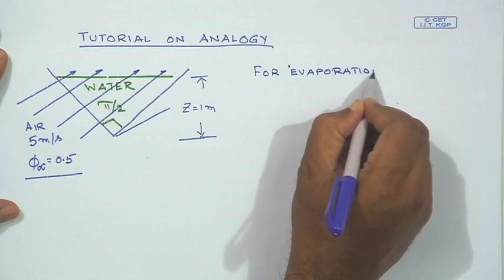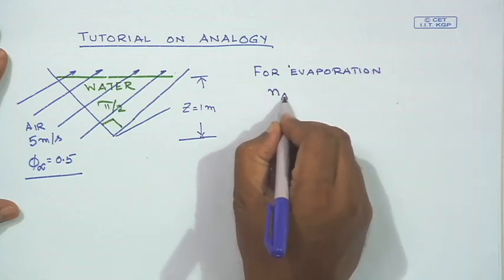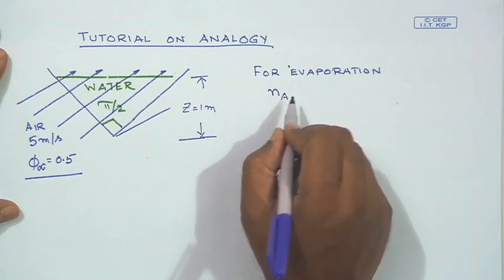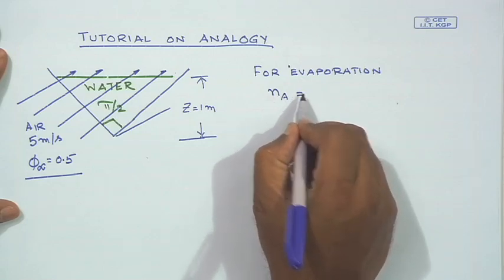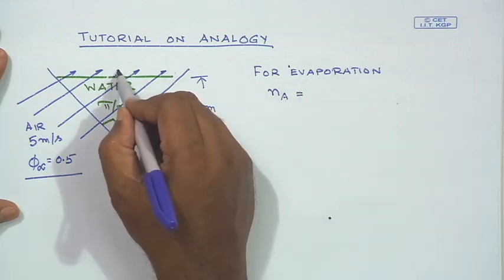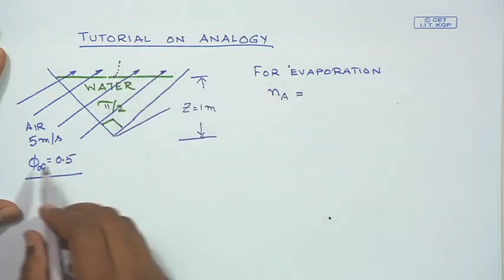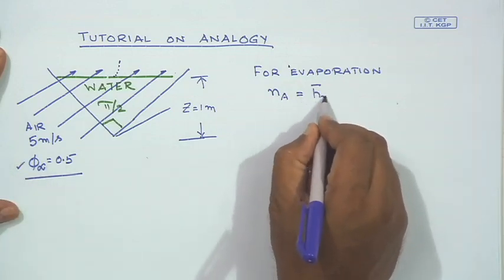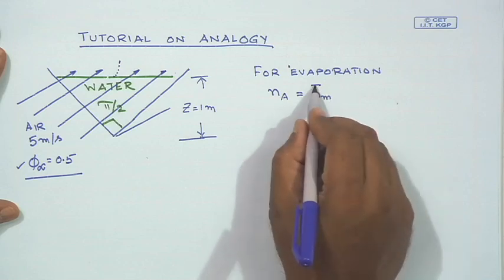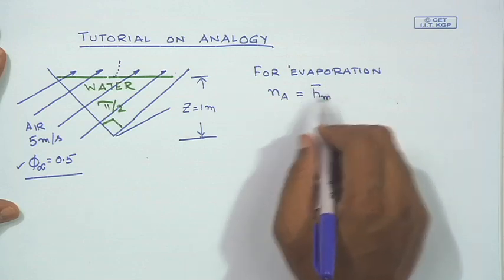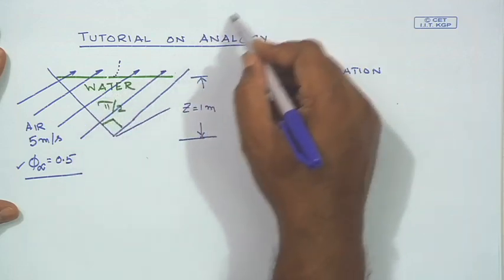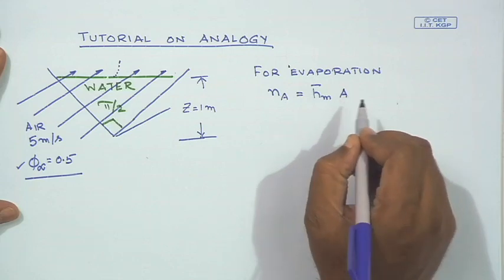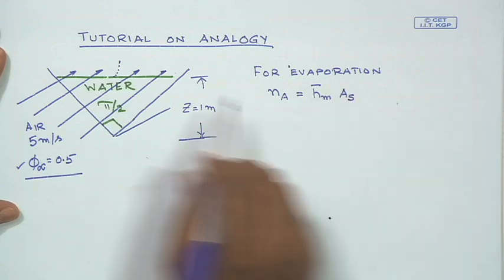For the expression for evaporation, we know that the rate of mass leaving the surface of water by a phase change mechanism, in which the water molecules then diffuse into the air having a relative humidity of 0.5, is simply given by the average value of the convective mass transfer coefficient. Average means over the entire length of the channel, times whatever be the surface area of the water.